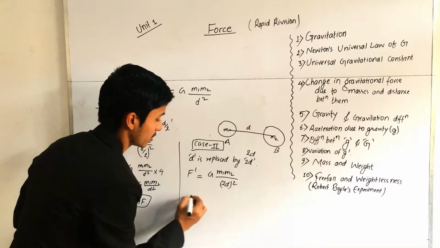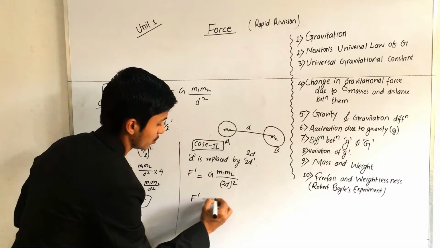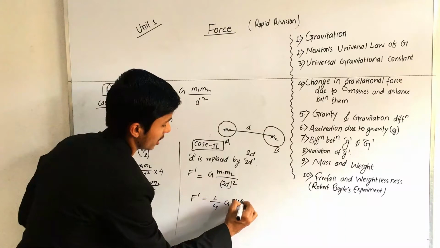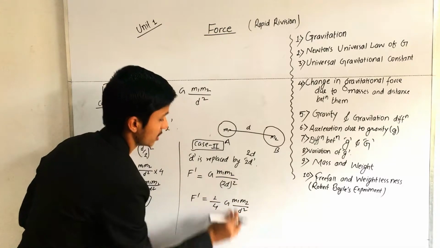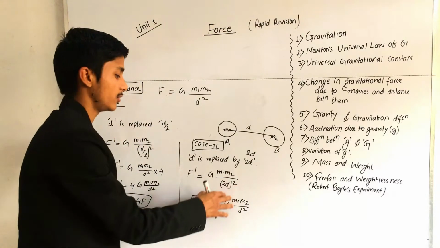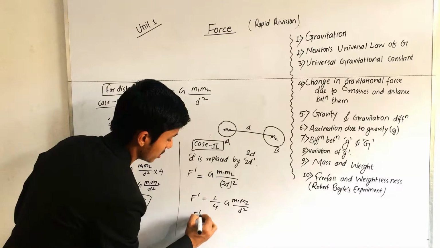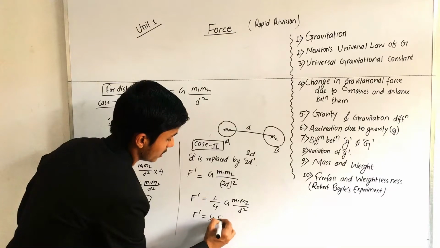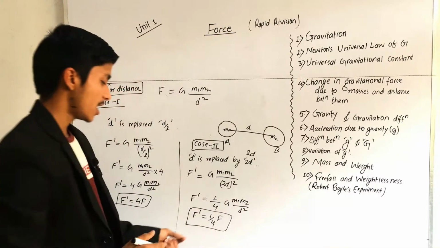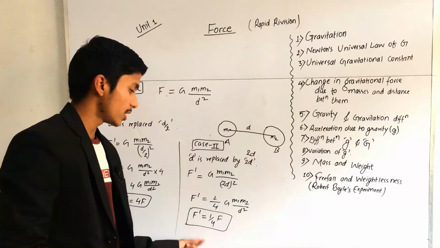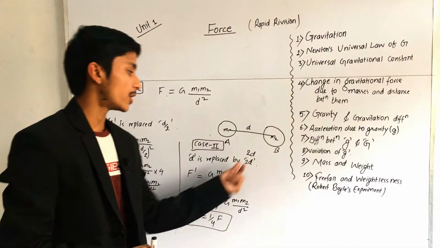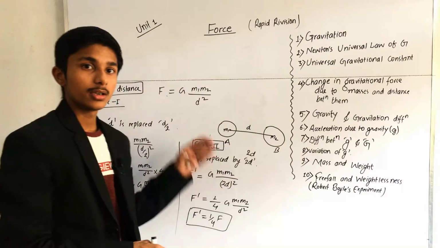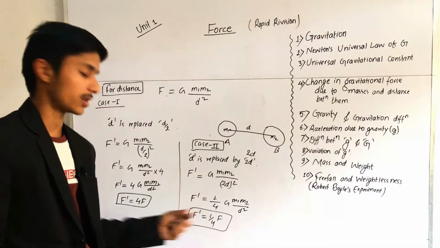2D whole square. It means F is equal to 1 by 4 of G M1 M2 by D square. The square of 2 will be 4 and the square of D will be D square. It means F, the force after variation in distance, is 1 by 4 of the original. What can we conclude here? We can conclude that when the distance between two bodies is doubled, then the gravitational force between them decreases by 4 times.